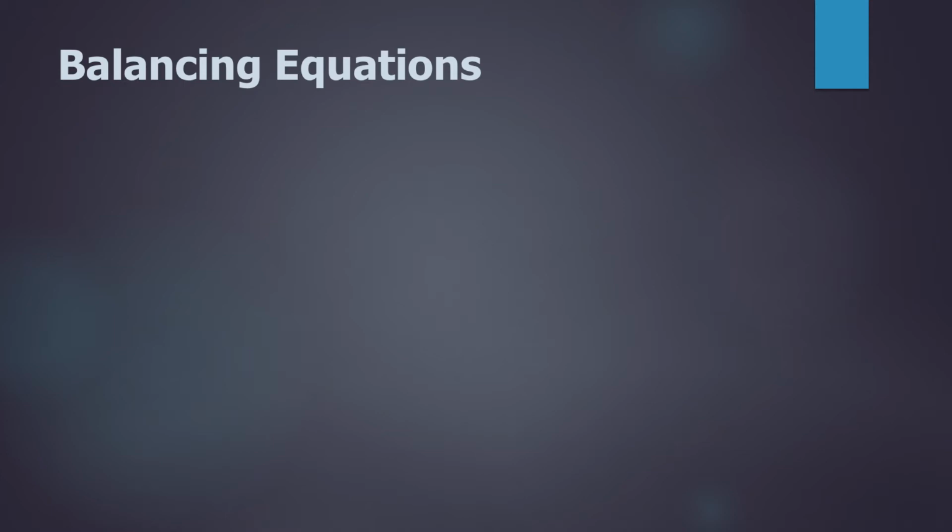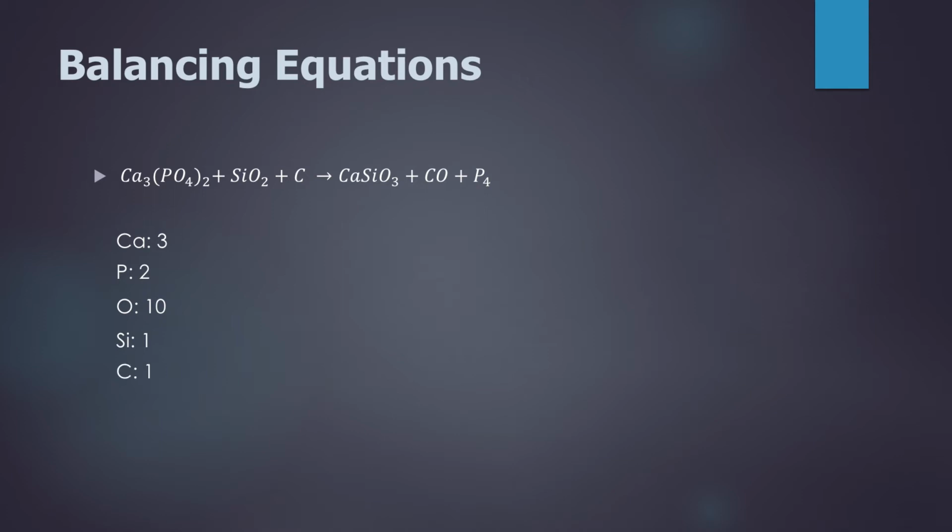Let's try a tougher one. We have Ca3(PO4)2 plus SiO2 plus C producing CaSiO3 plus CO plus P4. For these ones, I like to write out each element on the left and right side to keep track of their amounts. On the left we have 3 calcium, 2 phosphorus, 10 oxygen, 1 silicon, and 1 carbon. On the right we have 1 calcium, 4 phosphorus, 4 oxygen, 1 silicon, and 1 carbon.